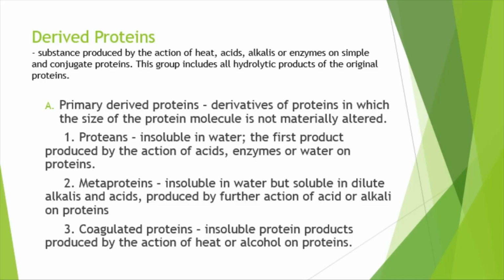Now let's go to your derived proteins. These are substances produced by the action of heat, acid, alkalis or enzymes on simple and conjugated proteins. This group includes all hydrolytic products of the original proteins. First, we have your primary derived proteins.